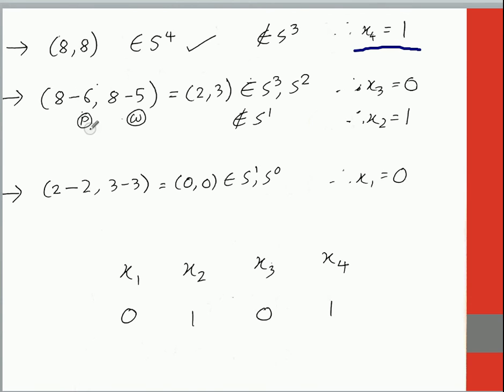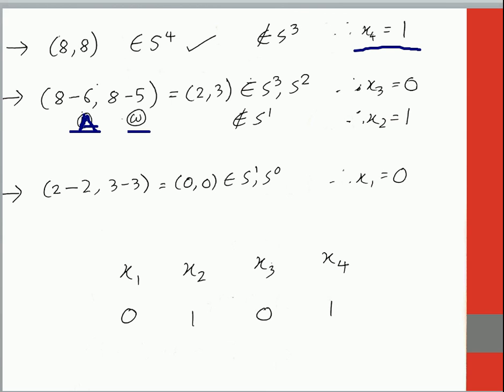Since both of them are 8. This is the P and this is the W. And then, which is also, you can say, A and W. Then we get 2, 3. Does that belong to S3? Yeah, but it also belongs to S2.